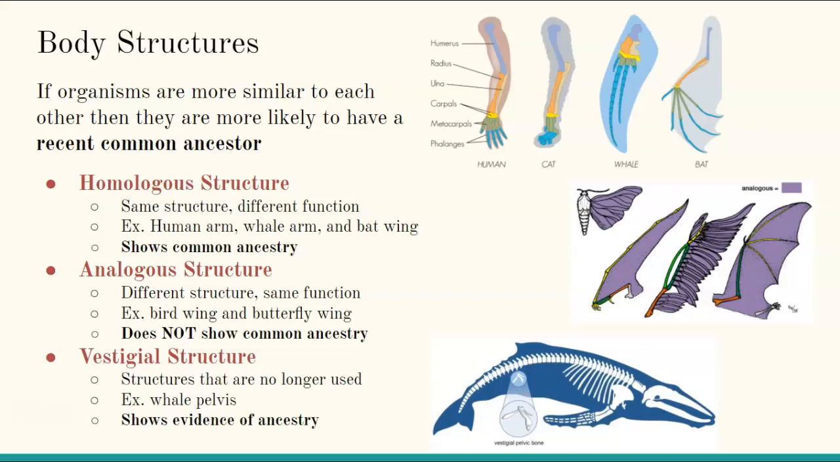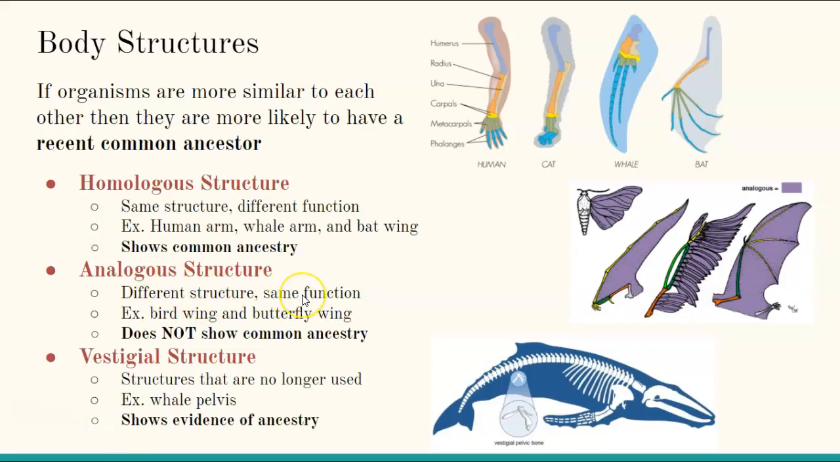What this shows is common ancestry. So somewhere down the line, could be thousands, could be millions of years ago, there was a common ancestor between these four organisms. For analogous structures, it's the opposite of homologous. So different structure, but same function.